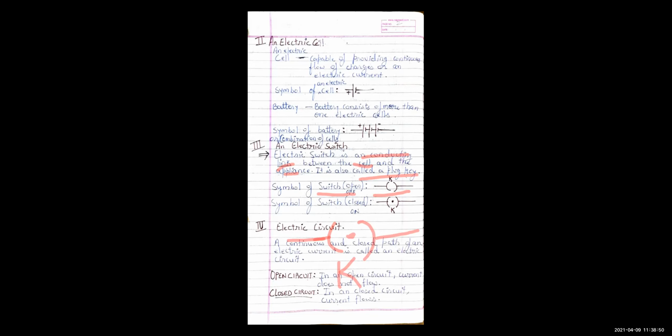Open means the circuit is open, it is not complete, so how will current flow? There will be a break, so it is off. Closed means the circuit is closed, means current will flow, right? It is on, right? Let's move to the next topic, that is electric circuit, right?